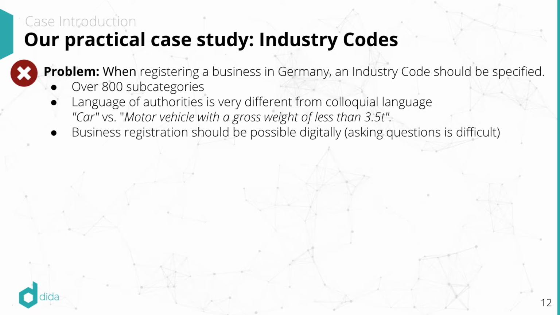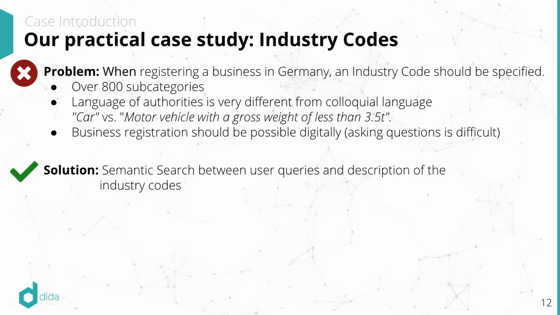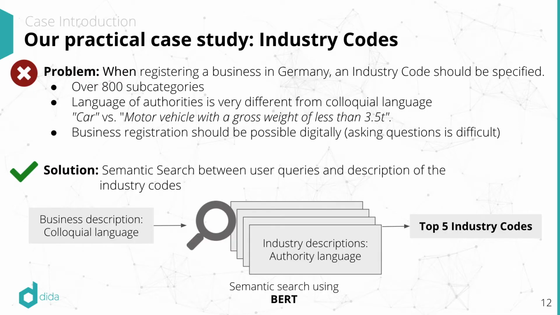Our client also wanted to make it possible to register your business online, but asking questions when you are unsure about which industry code to use is way harder when you first have to find the correct telephone number and reach someone in the responsible authority. The solution to this is to use semantic search with BERT, between colloquial business descriptions and the description of industry codes in authority language. Our desired output are then the top 5 industry codes, which are most likely to fit the business description.